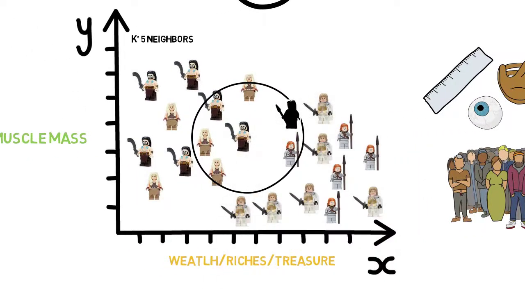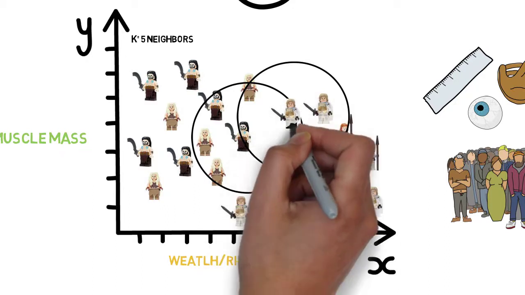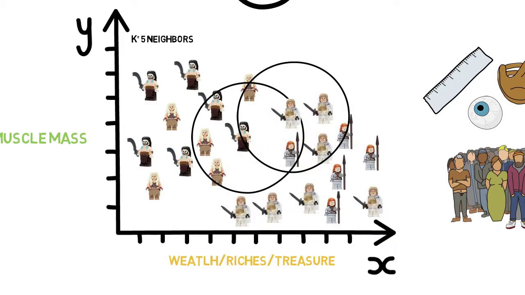If we take the second example and draw a circle around here, we can classify our unknown to be a Westerosian based on majority vote. Quite simple and easy to understand. It is important to note that k should always be an odd number to avoid a draw in the votes.